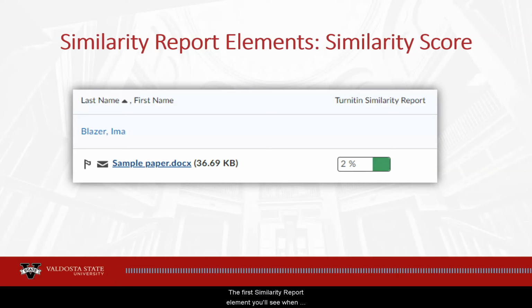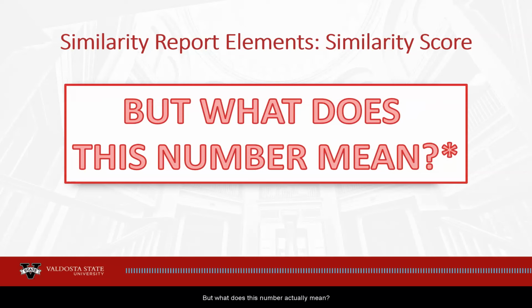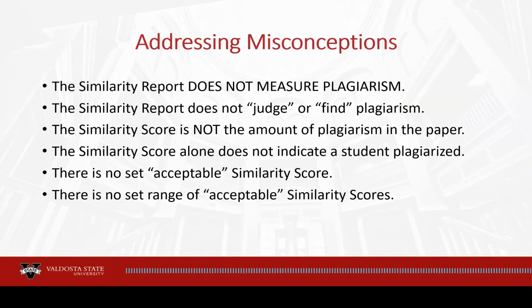The first Similarity Report element you'll see when grading is a similarity score indicated by a percentage. You'll find it next to the link to the submission under the student's name. If you allow multiple file submissions, you'll see a score for each file. But what does this number actually mean? Probably not what you're thinking.